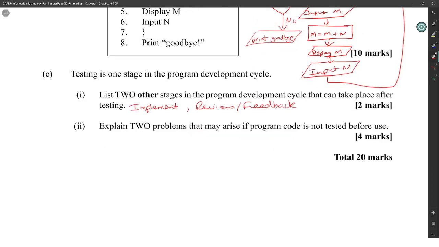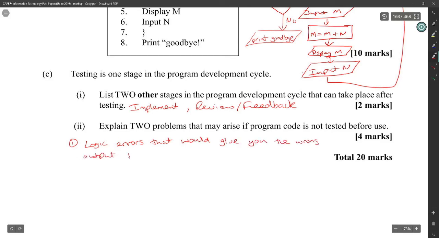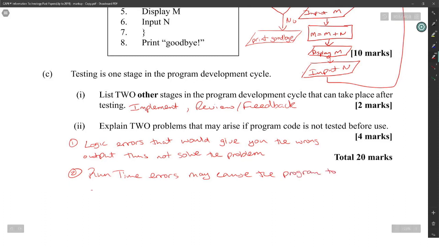Explain two problems that may arise if program code is not tested before use. Alright, we have problem number one: you could have logic errors that would give you the wrong output. And two would be runtime errors, which may cause the program to stick or freeze under certain circumstances. Yeah, those would be good there.